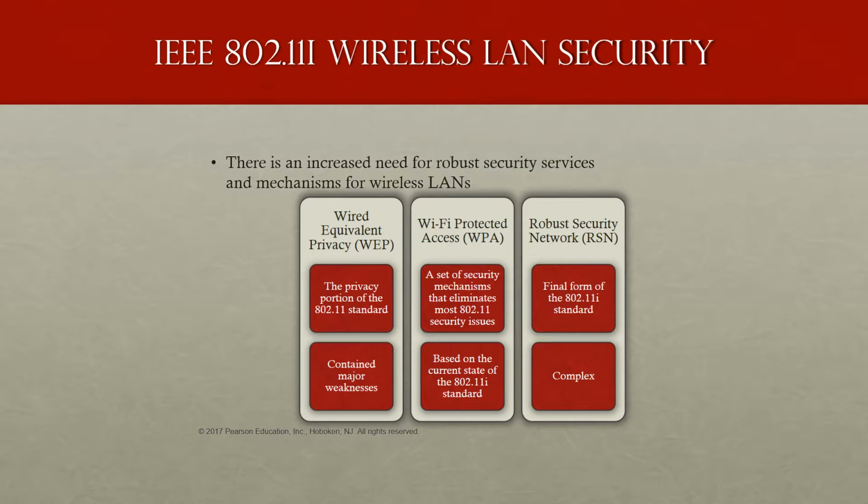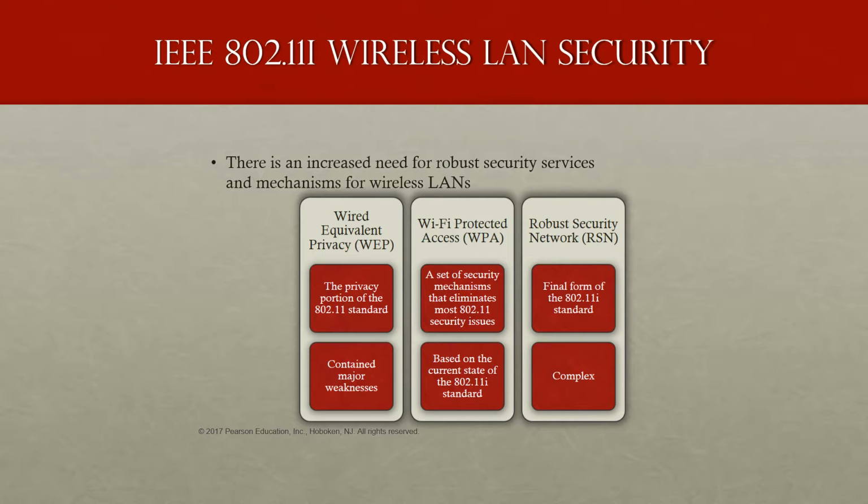The original 802.11 specification included a set of security features for privacy and authentication that were quite weak. For privacy, 802.11 defined the Wired Equivalent Privacy (WEP) algorithm. The privacy portion of the 802.11 standard contained major weaknesses. Subsequent to the development of WEP, the IEEE 802.11i task group has developed a set of capabilities to address the WLAN security issues.